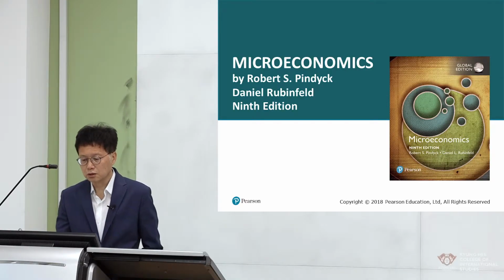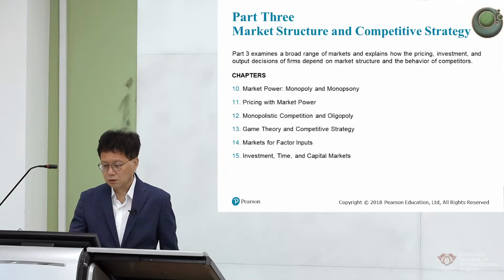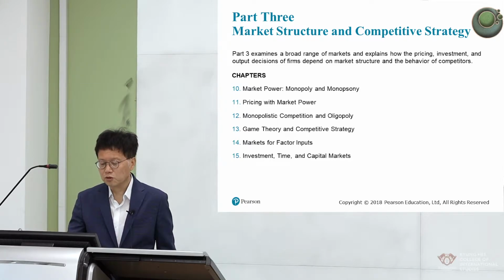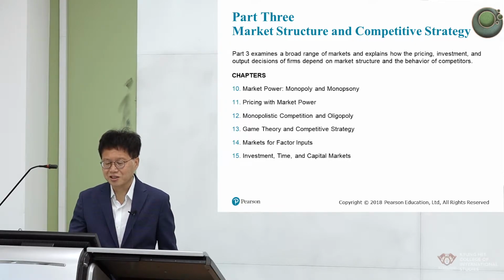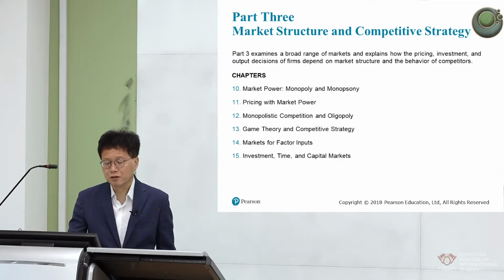Today we study chapter 10. Until now we studied consumer theory and firms theory when the market is perfectly competitive. That is traditional microeconomics. But firms behave differently when market structure changes.